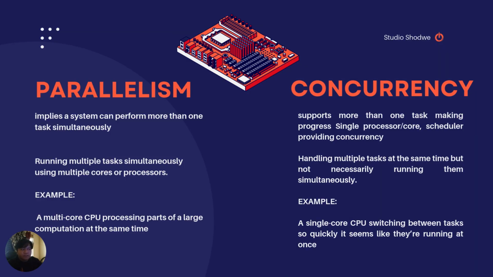Now let's talk about concurrency and parallelism. To summarize, concurrency is handling multiple tasks at the same time, but not necessarily running them simultaneously. Think about a single core CPU switching between tasks so quickly that it seems like they're running at once. And parallelism, on the other hand, is about running multiple tasks simultaneously using multiple cores or processors. One good example would be a multi-core CPU processing parts of a large computation at the same time. So that's the difference between concurrency and parallelism.